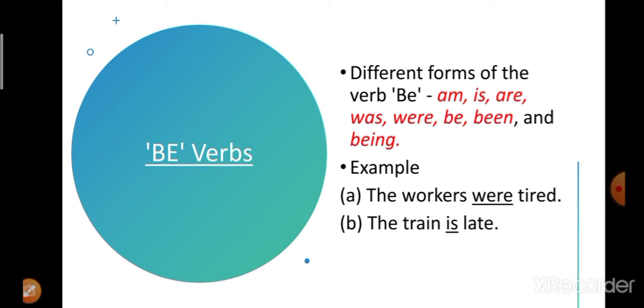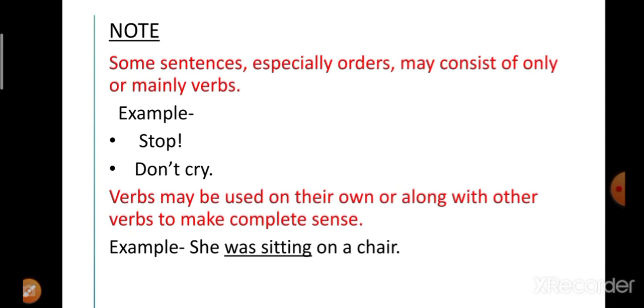Without these be verbs, the sentence will not be complete. That is why be verbs also play an important role. Now, the next note is that some sentences, especially orders, may consist of only or mainly verbs. We are giving orders, so those sentences can consist of only the main verbs.